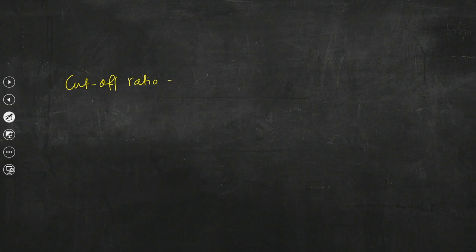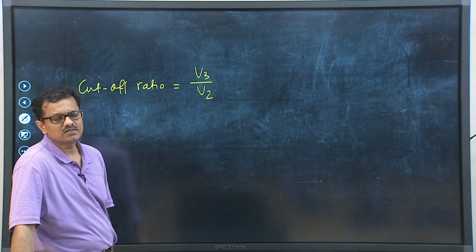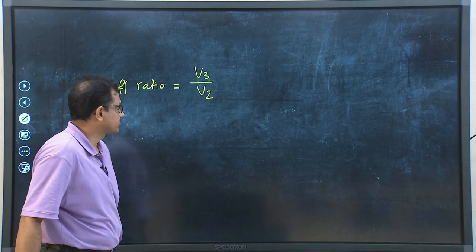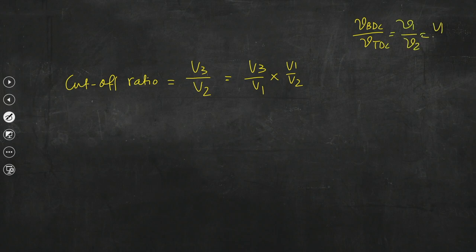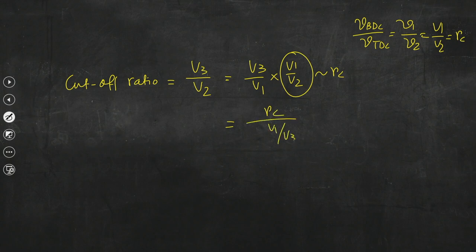So, if we go to the next slide, the cutoff ratio is the ratio of volumes, that is the volume after the combustion to the volume at the beginning of the combustion of the working substance. So, V3 by V2, now we can write it like this, V3 by V1 into V1 by V2. You know that V1 by V2, that is VBDC by VTDC, equal to RC. So, this is RC divided by V1 by V3, right.